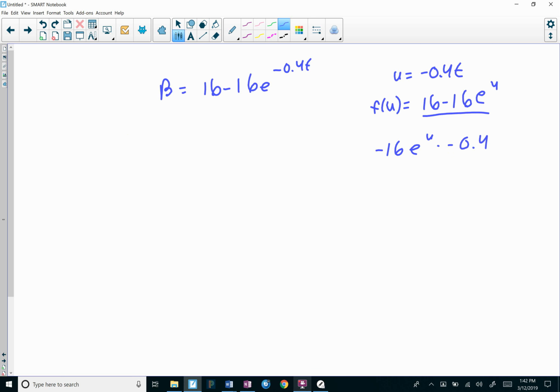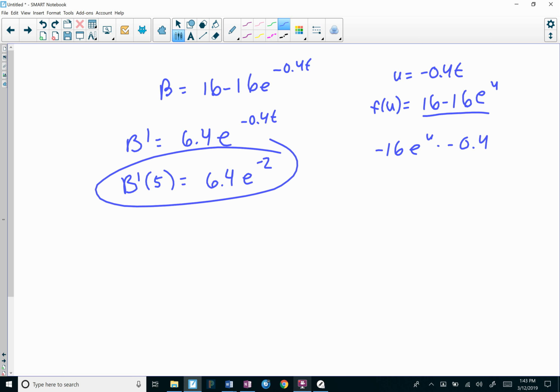Do a little multiplication. We end up getting B prime is 6.4 e to the U, plug U back in, that'll get you a point there, and then plug in B prime of 5. Well, 5 times negative 0.4 is negative 2. So I'm getting 6.4 e to the negative 2. And that's all we have to leave that as. So part D was worth 2 points.